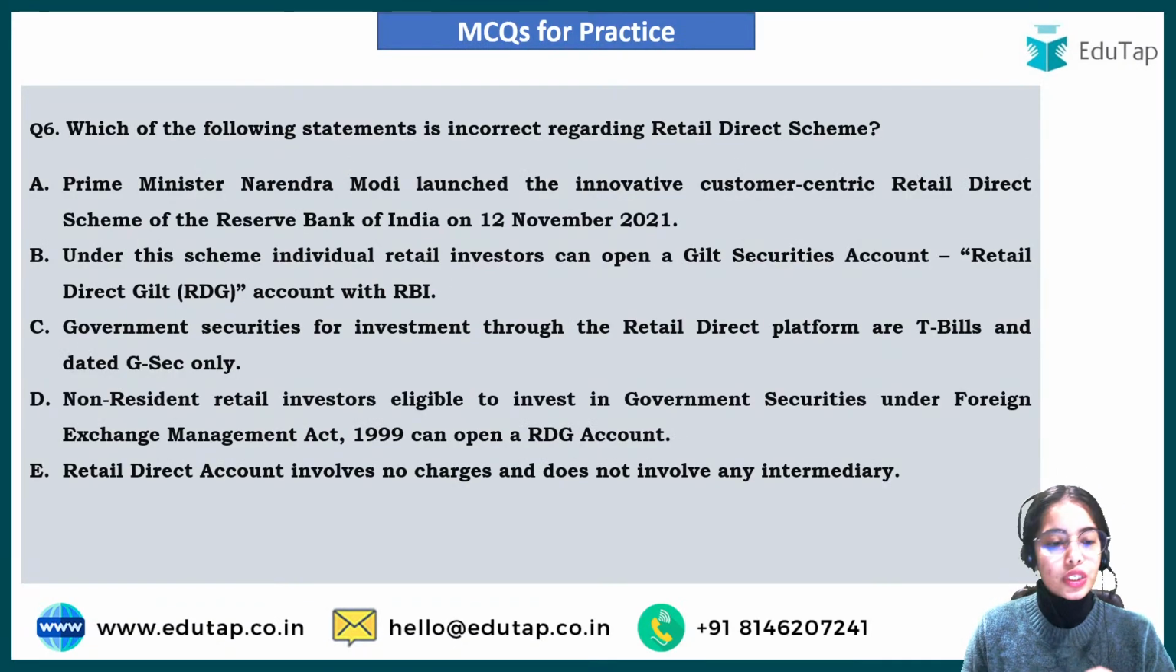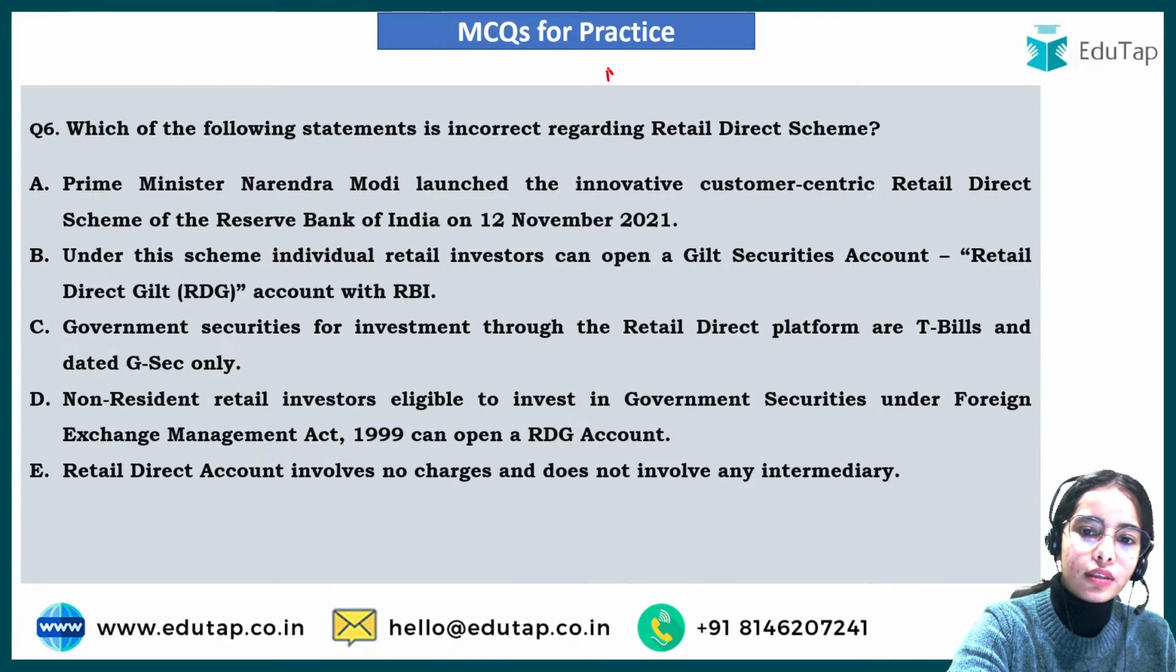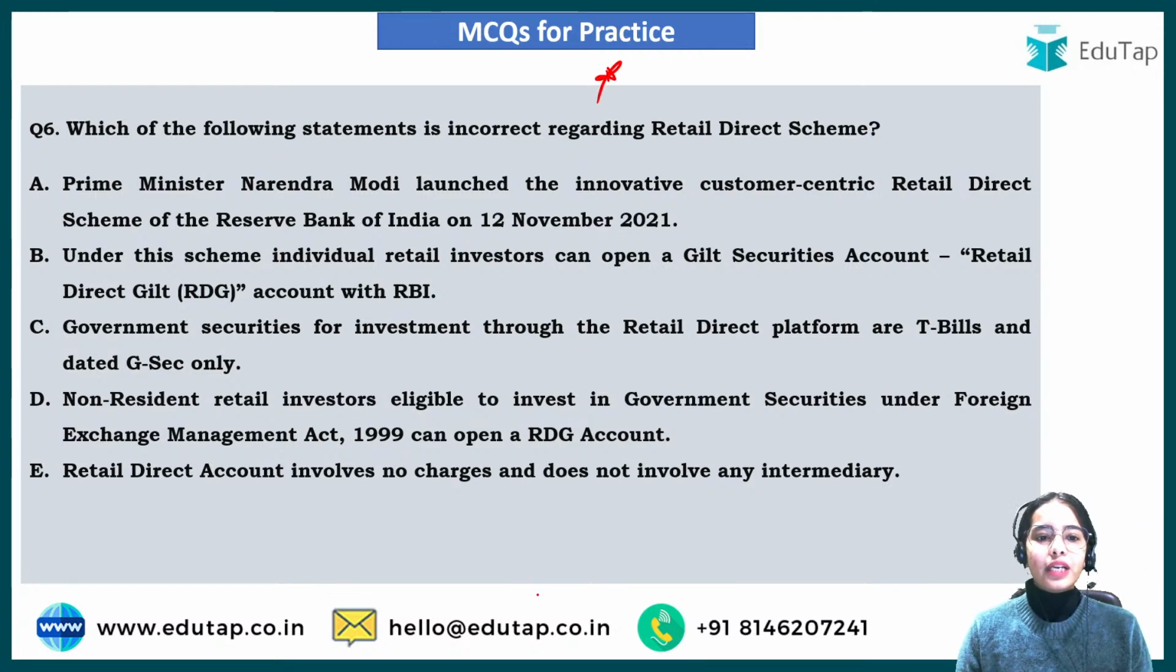Okay, so now coming to the next question. So now you have to tell me that which of the following statements is incorrect regarding retail direct schemes. So this is what you have to tell me. So we have discussed very important schemes of the Reserve Bank of India, the PIDF scheme, the Reserve Bank Integrated Ombudsman scheme, the retail direct scheme. We have also discussed the sovereign gold bond scheme of 2023-24. So all these sessions you can go and see.